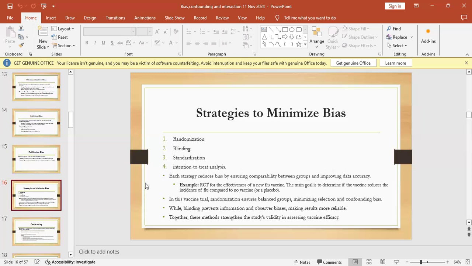In this vaccine trial, randomization ensures balanced groups and minimizes selection and confounding bias, while blinding prevents information and observer biases, making the results more reliable. Together, these methods, that is randomization and blinding, strengthen the study validity in assessing vaccine efficacy.